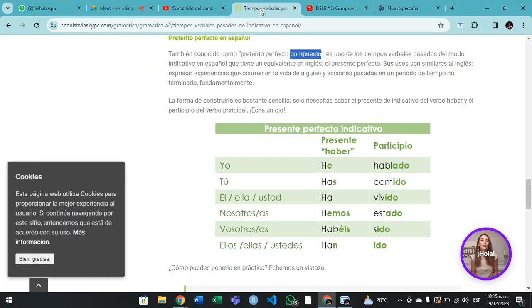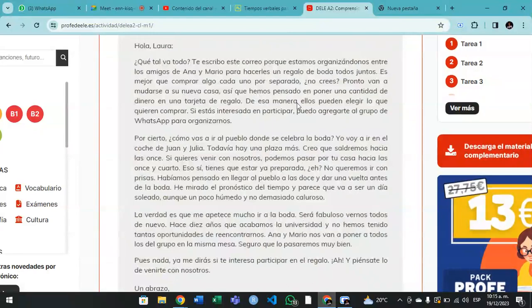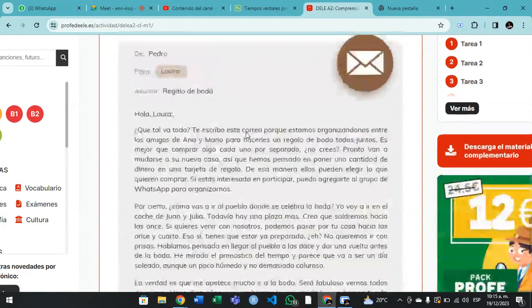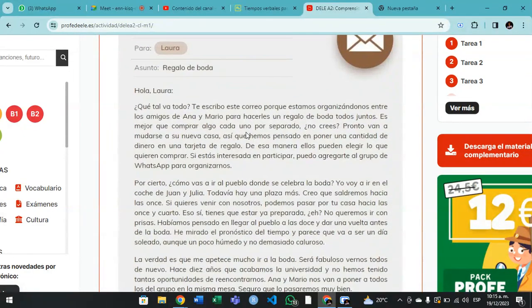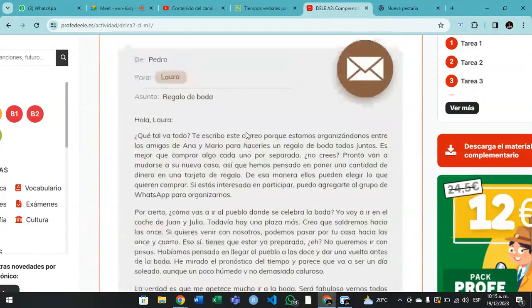Okay. And I'm going to use this kind of past when I'm talking about an action that extends till the present. So it happened in the past, but it extends till the present. Okay. So here we have some of these phrases like hemos pensado and things like that, so don't get confused with that. Okay. So I'm going to read it and then you, okay? And you're going to tell me the words you don't understand or where you get lost.